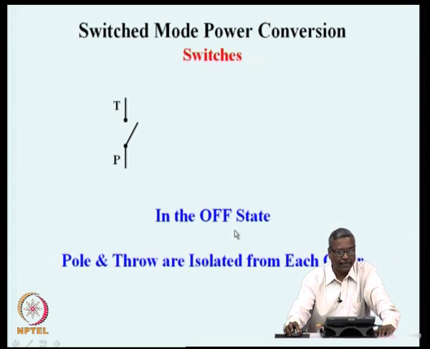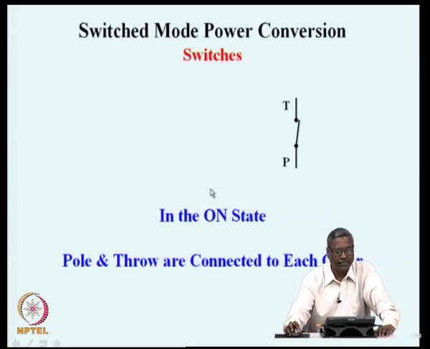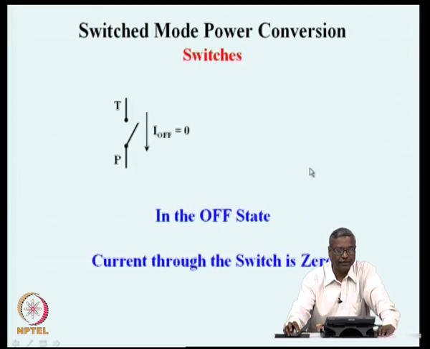So, this is a single pole, single throw switch. In the off state, the pole and throw are isolated from each other. You see, the throw here and the pole here are not electrically connected, and that is the off state of the switch. In the on state, the throw of the switch and the pole of the switch are electrically connected to each other. This is the second state of the switch, the on state.